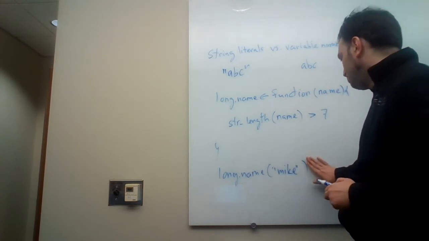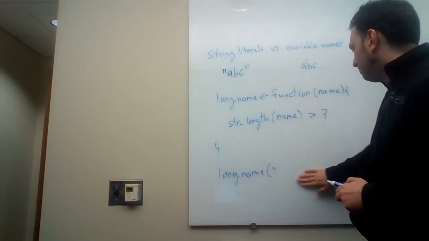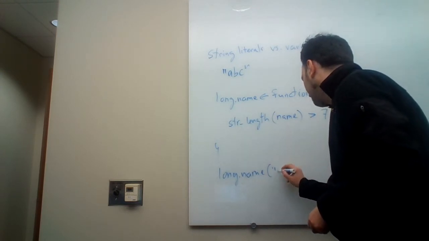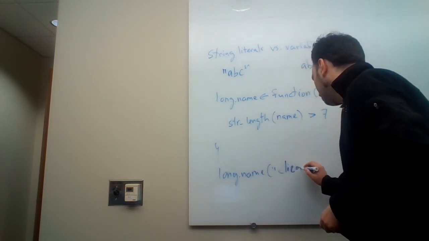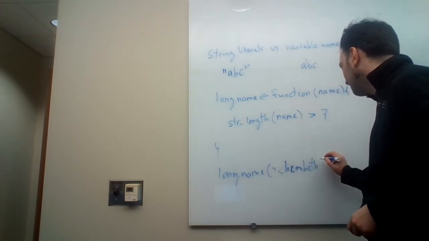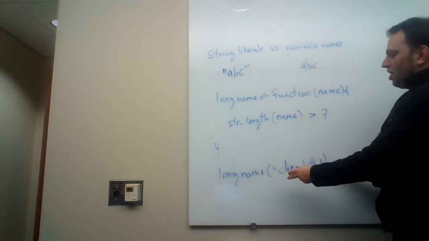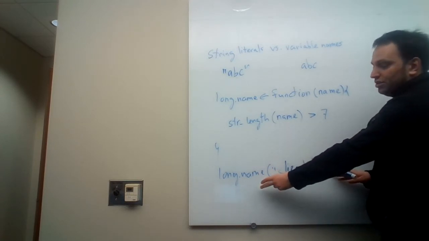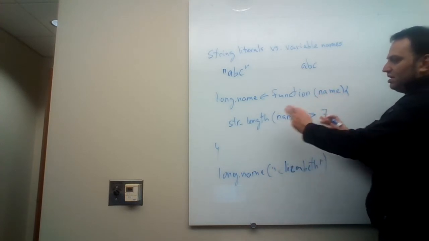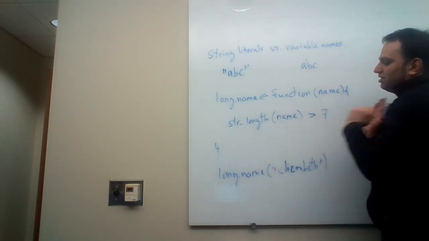So if you have a long name, like, I don't know, "Elizabeth", so that's 5, and then that's 4 more, so that's greater than 7. So that would return true, right? Because "Elizabeth" goes to name, and now you're doing str length name greater than 7.